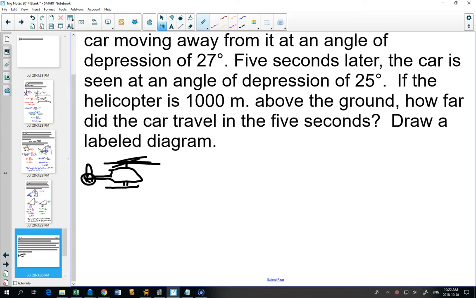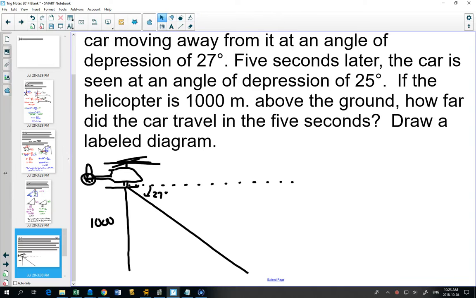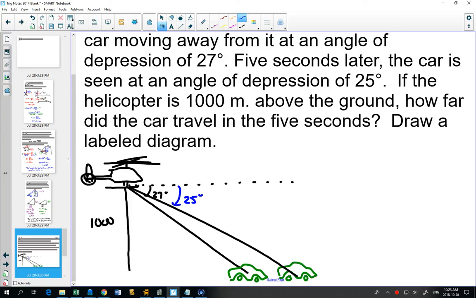So there's our helicopter. It is 1,000 meters above the ground. And angle of depression. So we draw a horizontal line out from here. It says at first the angle of depression to the car is 27 degrees. Not a very nice looking car, but that's okay. And then 5 seconds later, the new angle of depression is 25 degrees.